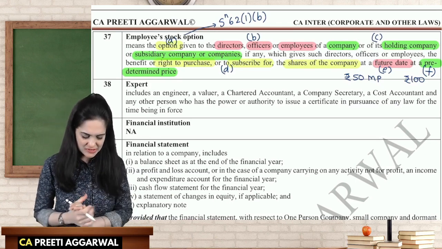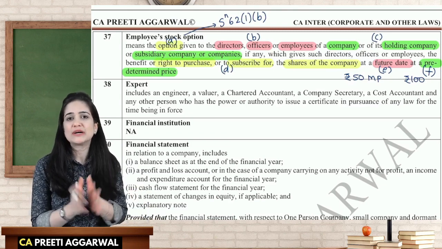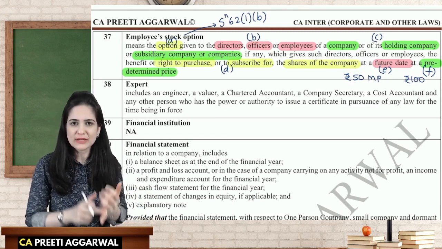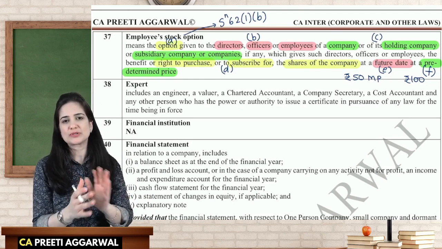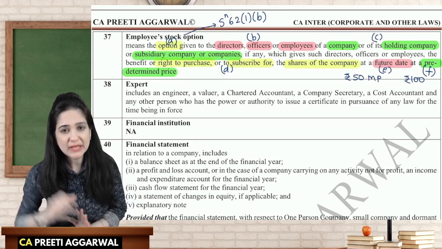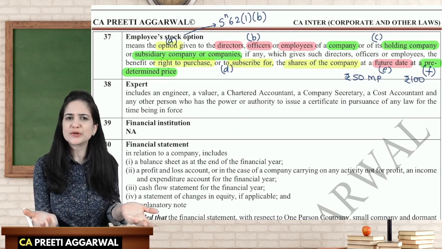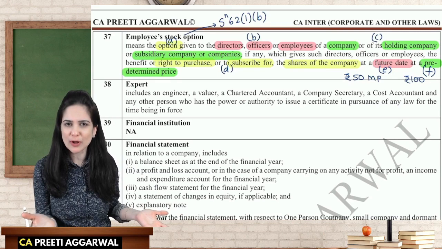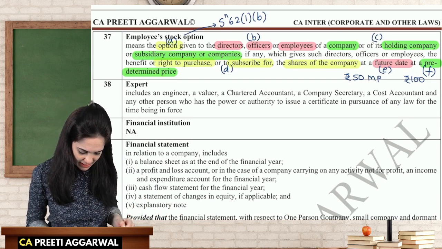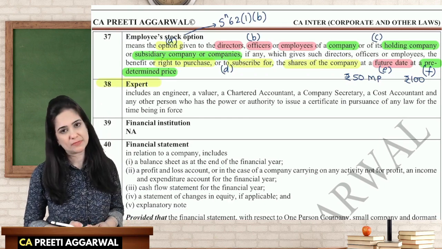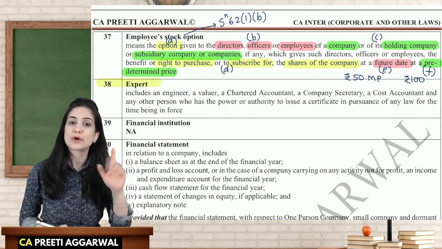But as of now, just remember that employee stock option is just an option given to the directors, officers, employees of company, holding, subsidiary to purchase or to subscribe for the shares of the company in the future at a predetermined price. It's so easy to remember when you break the definition into small parts. Yes? Okay. Next, let us discuss the definition of an expert. Now, you will use this definition when you study the chapter prospectus.